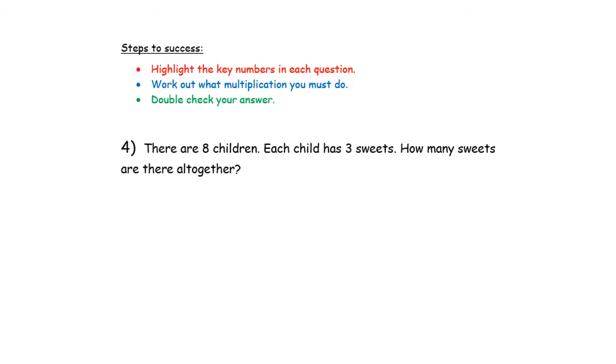Moving on, you've got some word problems. It says that we need to highlight the key numbers in the question and work out the multiplication that we need to do. So let's read it together and highlight the numbers. There are 8 children. Each child has 3 sweets. How many sweets are there altogether? So 8 children and 3 sweets. So that's 8 children times 3 sweets, or 8 times 3 is what?